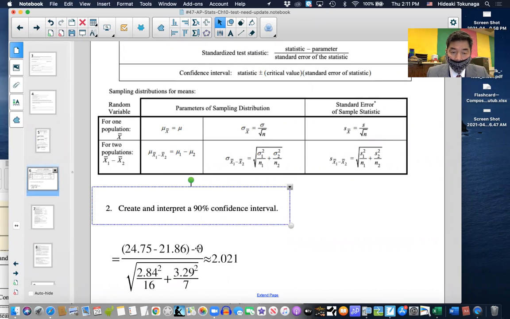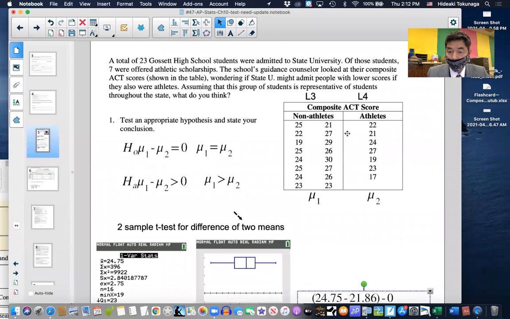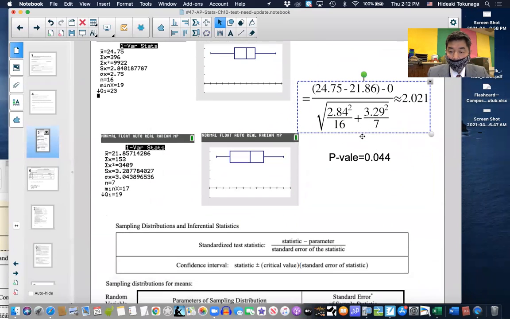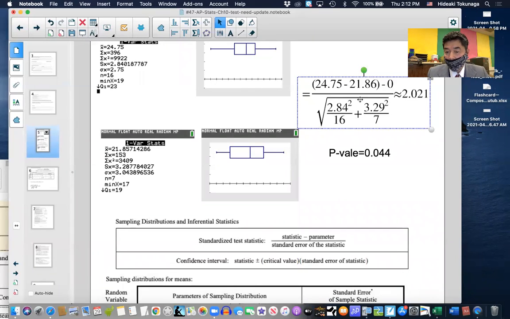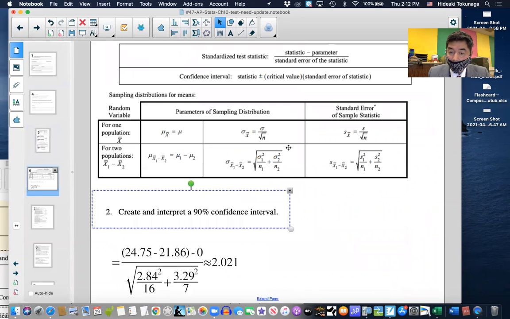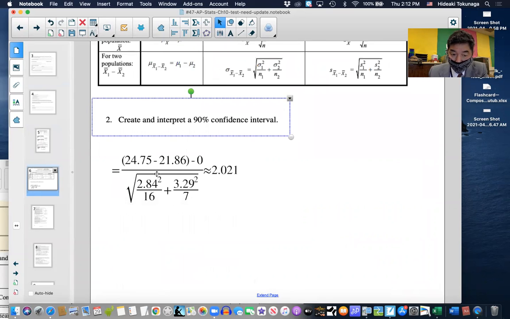So we use this equation here, which comes from this data. Something we didn't calculate here is the standard deviation of the difference, so we need it here. We use this formula for the standard error of the difference of the two sample means. We don't need this one, but we might need this.